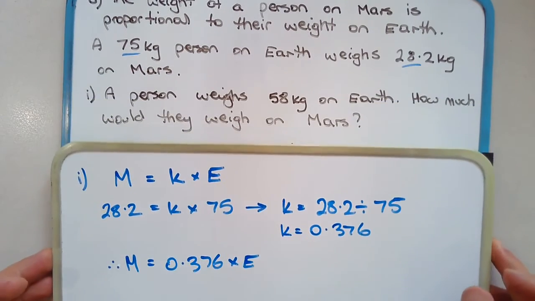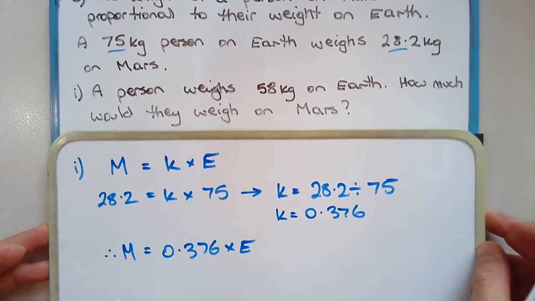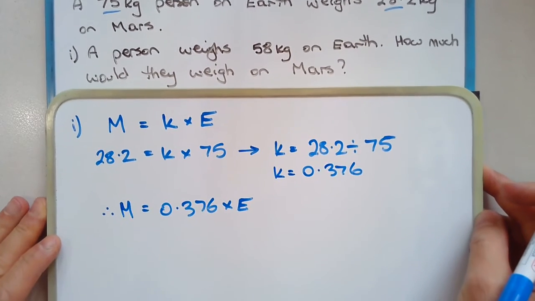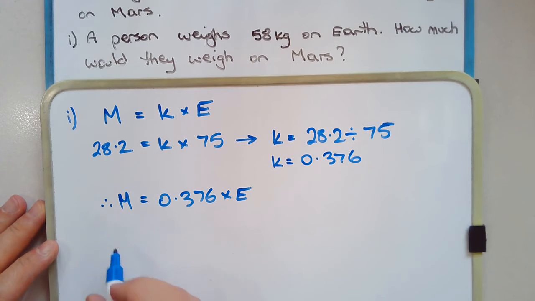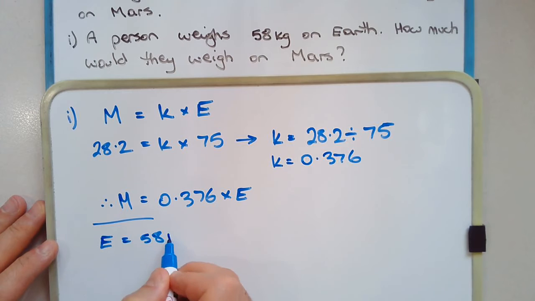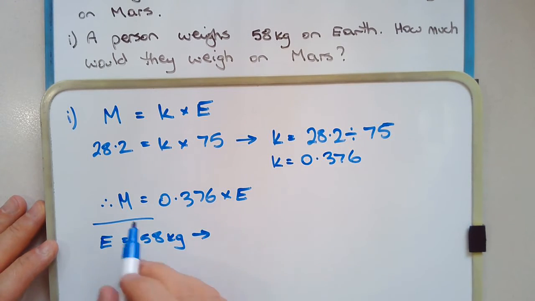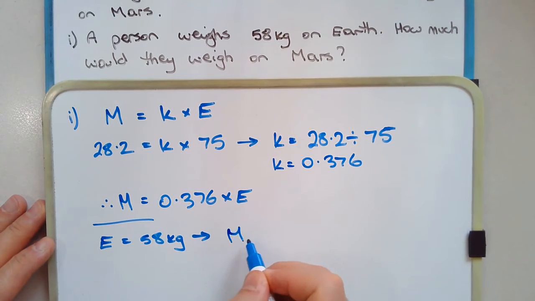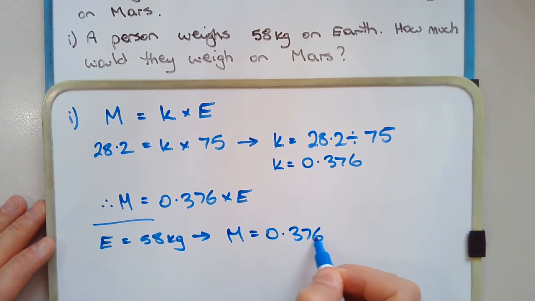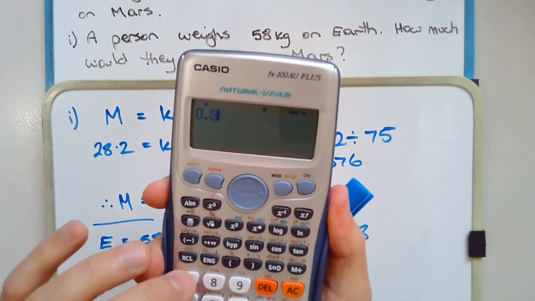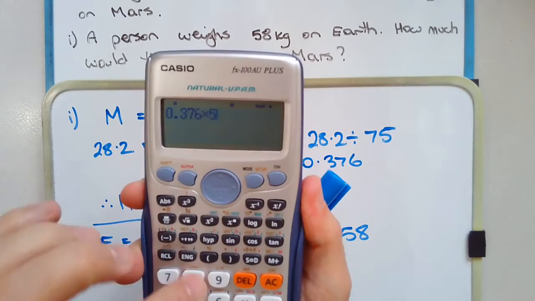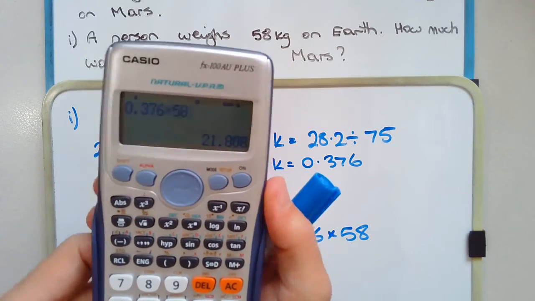Okay. Now we can proceed to answer part 1. So a person weighs 58 kilograms on Earth. How much would they weigh on Mars? Okay. So their mass on Earth is 58 kilograms. Substituting 58 in for E in our variation equation. So Mars is equal to 0.376 multiplied by the mass on Earth. Okay, so 0.376 multiplied by their mass on Earth, so 58, is equal to 21.808.